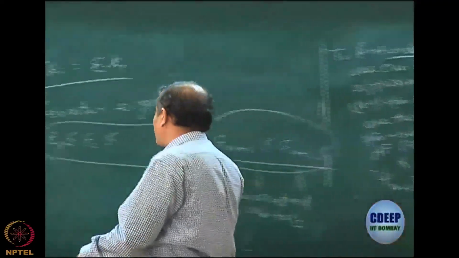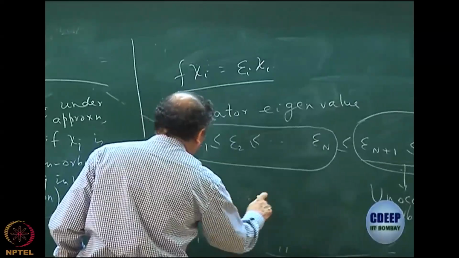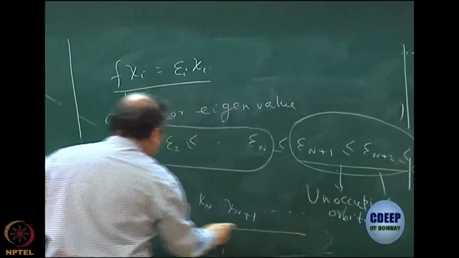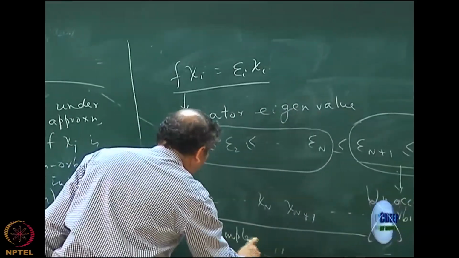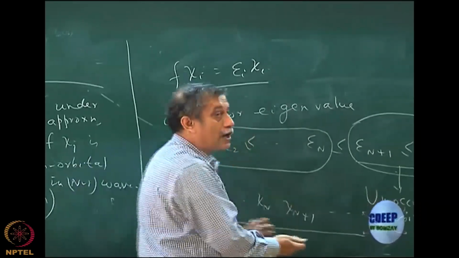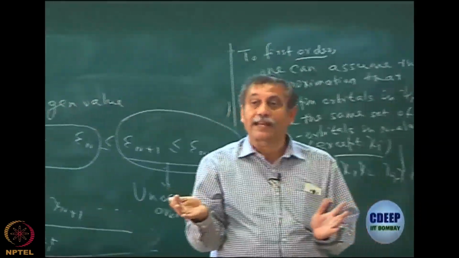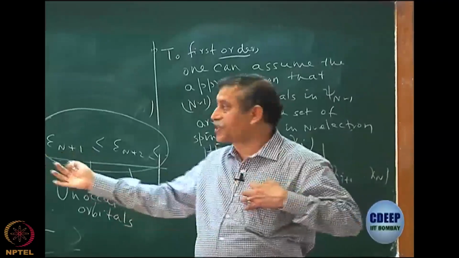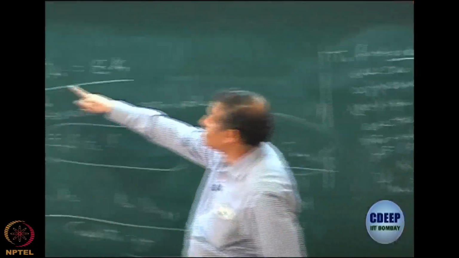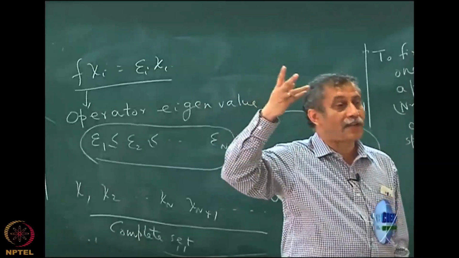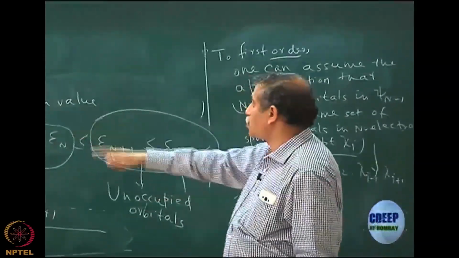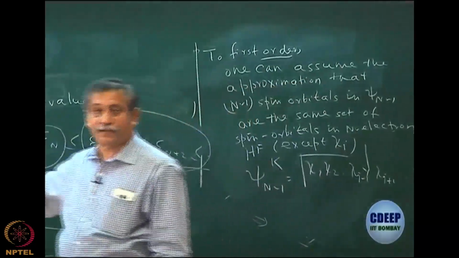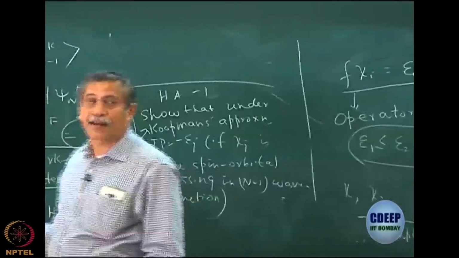So if I have chi 1, chi 2, up to chi n plus 1, whose energies are ordered like this, these together form a complete set. Don't forget this. Just the n will not form a complete set, although I require only n, because later on I may require a complete set for expansion. I am just mentioning that all the eigenfunctions of a Hermitian operator form a complete set. And of course, F is a Hermitian operator, which we have already shown. So this together will form a complete set, which will include what I now call unoccupied orbitals. This is the first time we are defining what are called unoccupied orbitals.